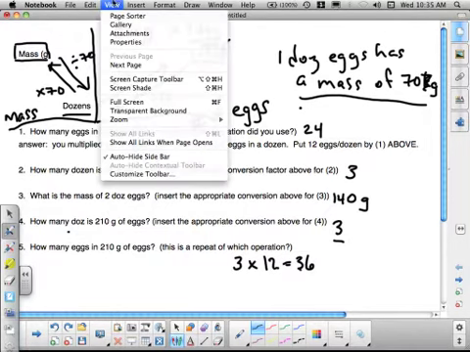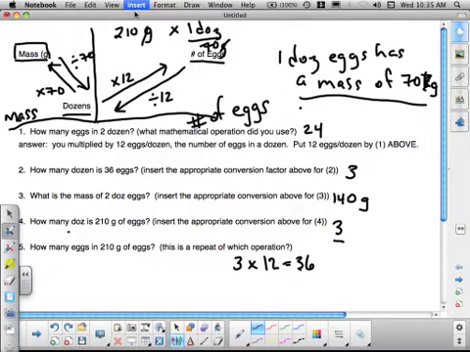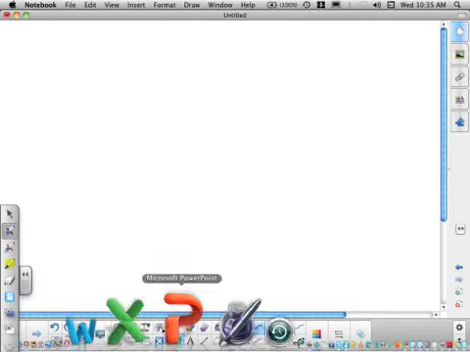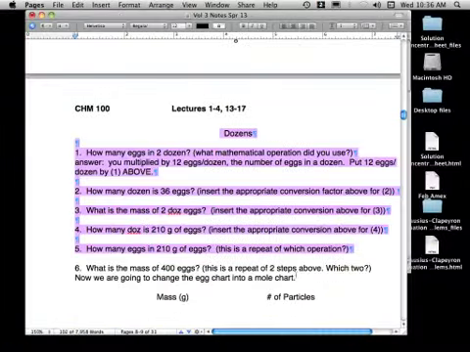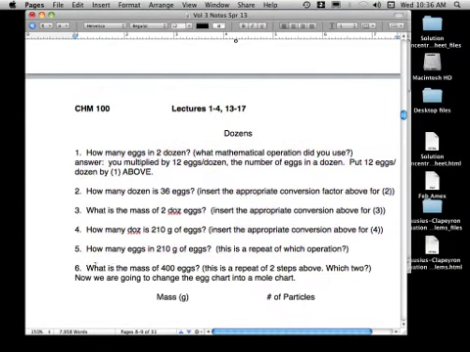All right, so I'm going to get ready for that by putting in a blank page. There we go. And then we'll go back to the notes to continue on. Now we did miss one more little step here, so let's just do it without me bringing it into the writing program. What is the mass of 400 eggs? So where are you starting on the chart? And where are you going?